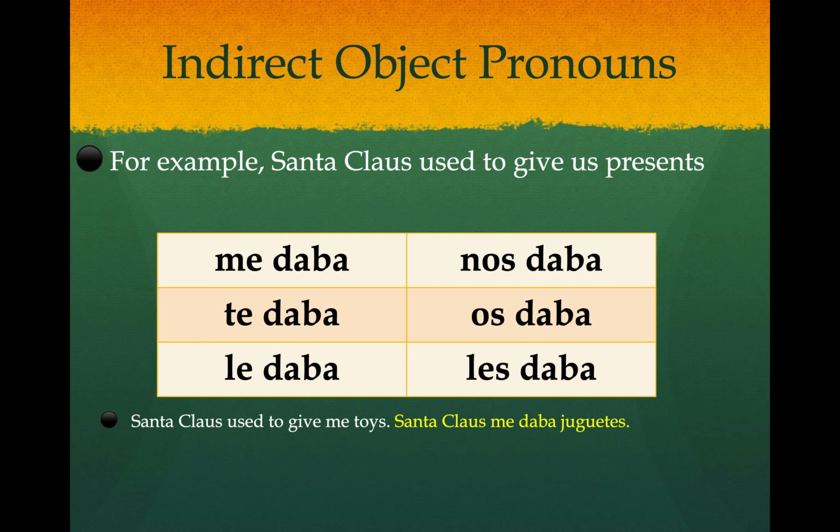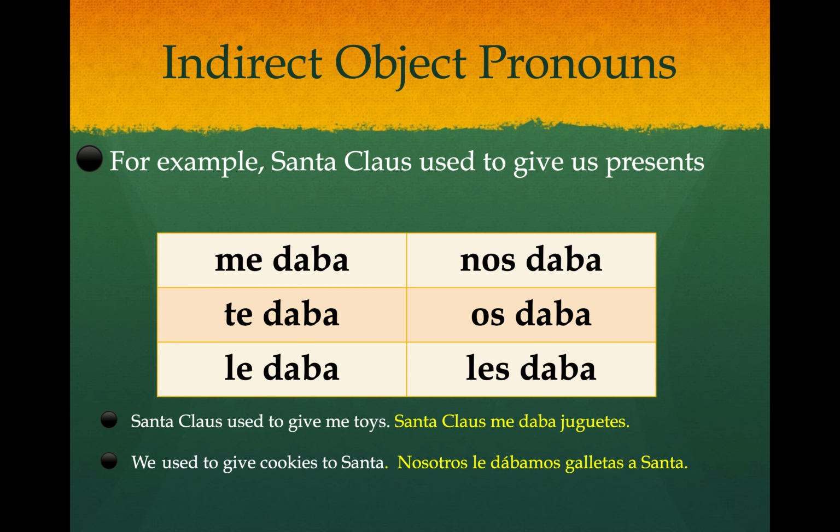Here's how it works. If I want to say Santa Claus used to give me toys, well, Santa is the subject and me is the indirect object pronoun. That's why I have to say Santa Claus daba juguetes. But to whom? To me. That's why I have to add the indirect object pronoun me. Santa Claus me daba juguetes.